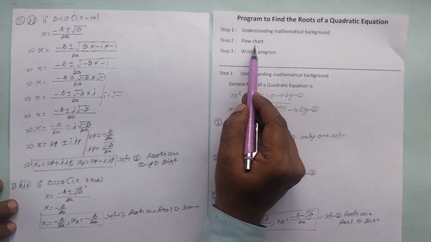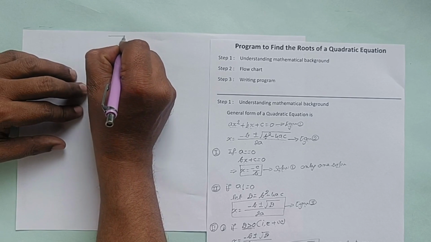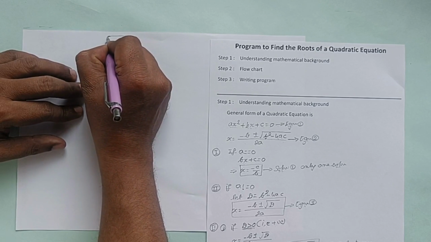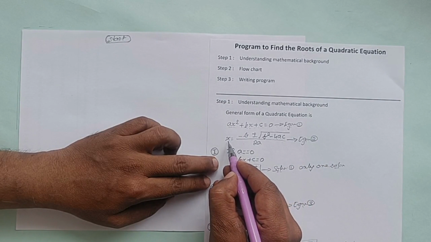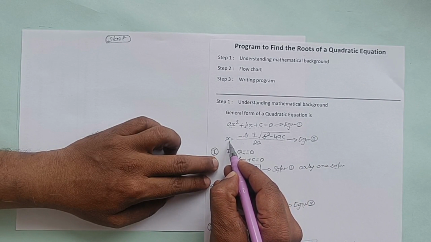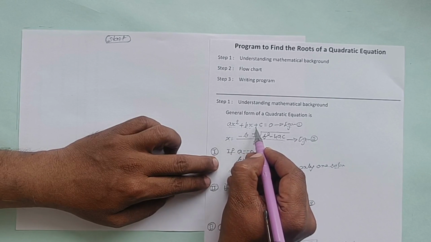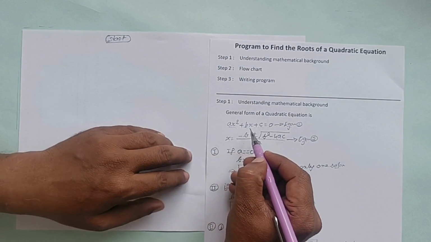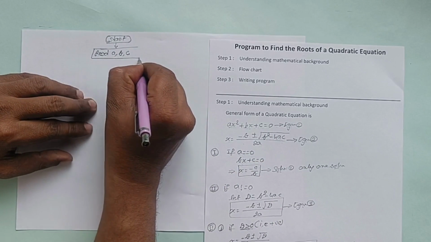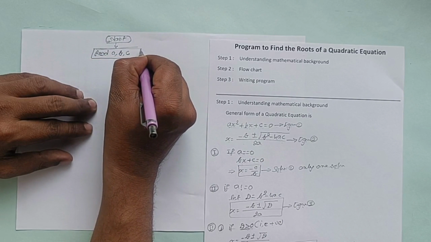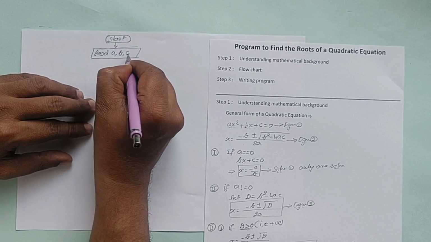Next, let us move on to the flowchart. Now let us start this flowchart using the oval shape. Within this, start. In a quadratic equation, we are planning to find the value of x. To find the value of x, we require the values of a, b and c. So we have to read the values of a, b and c. To read them, we have to go for a parallelogram. Within that, the instruction is: read a, b, c.